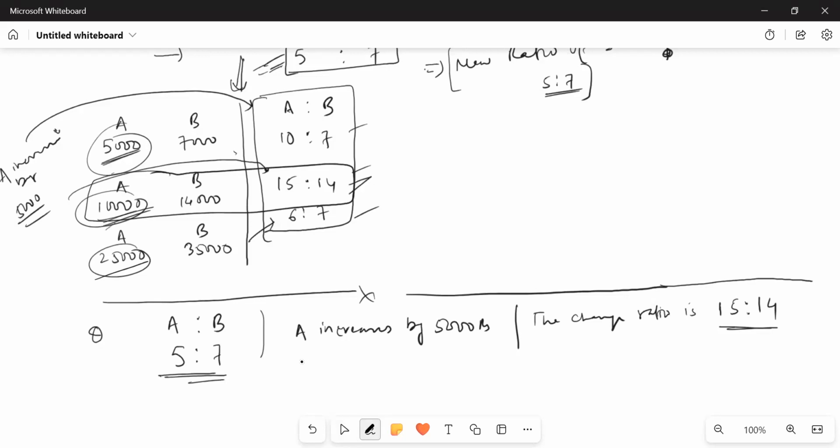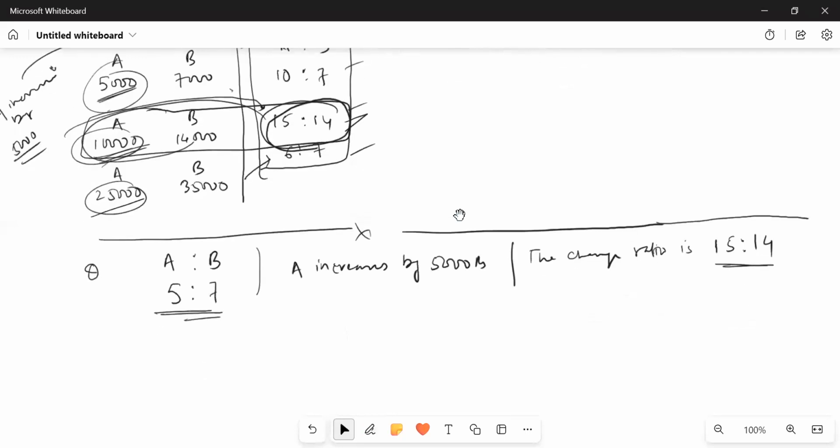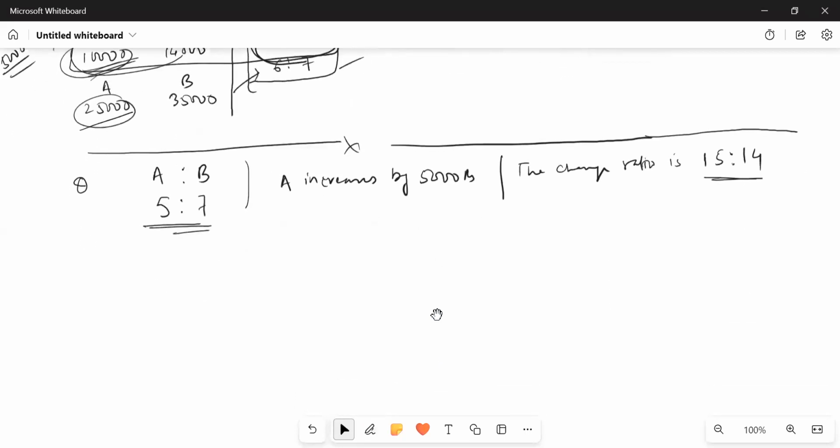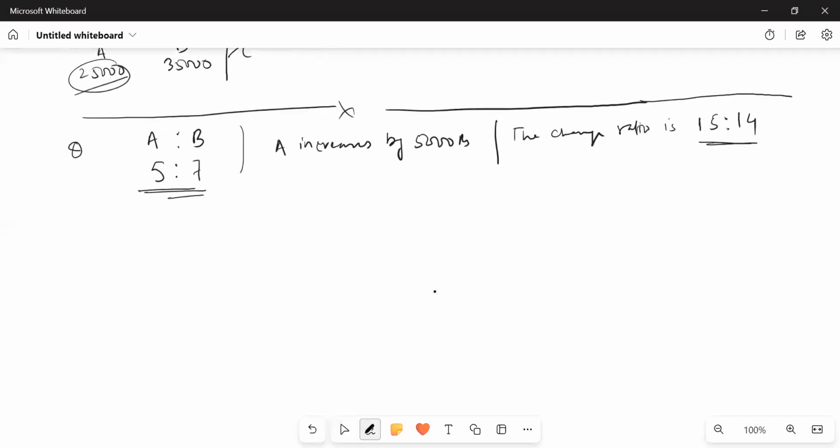So in reverse, if I have been given this new ratio, can we calculate the original one? That's my point here. You will find a similar situation everywhere where the initial ratio is there, the final ratio is there, and the reason of change is there. And you can be asked anything. Now the question here is irrelevant. What is the question? The question can be A's initial salary.